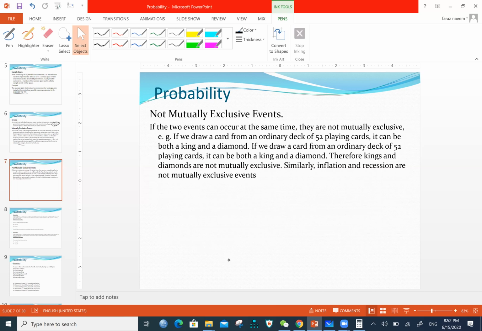I have another question. What does the C in nCr stand for? This is called combination. This is called combination.